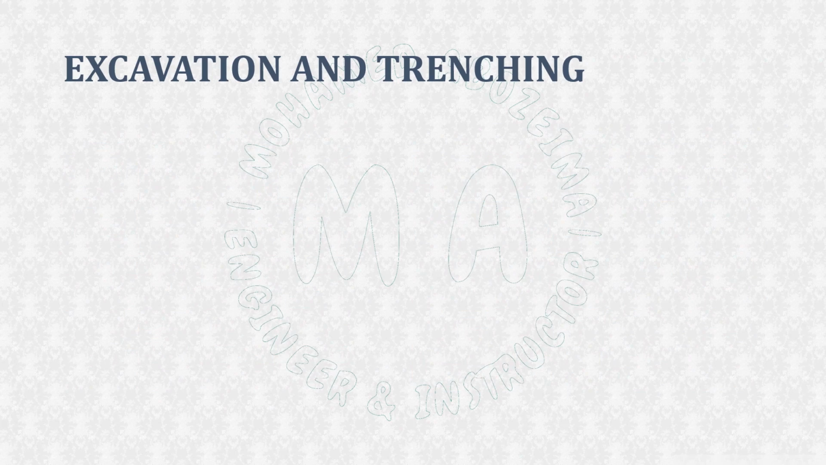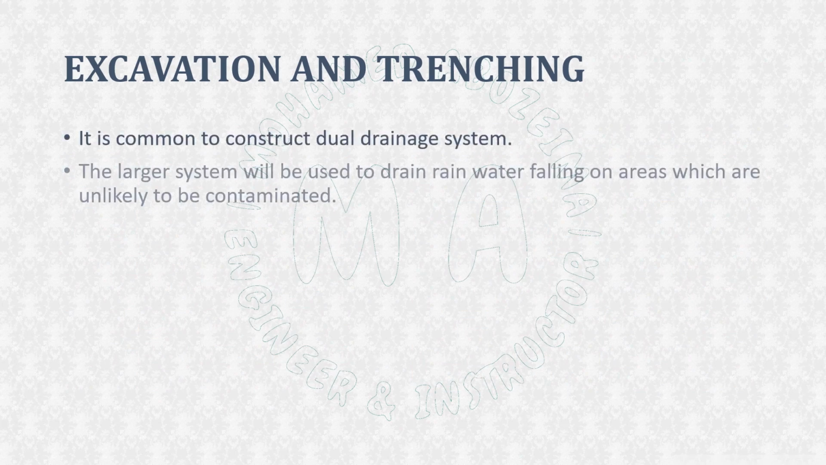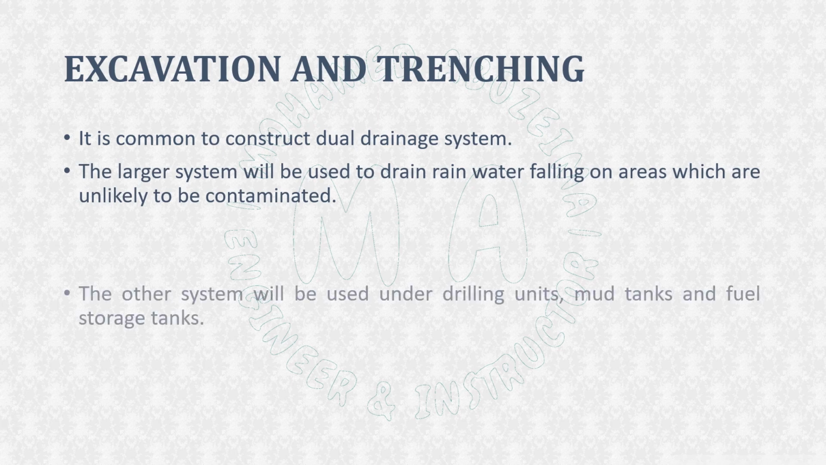It's common to construct a dual drainage system. The larger system will be used to drain rain water falling in areas which are unlikely to be contaminated. This system doesn't require treatment and water can be disposed directly. The other system will be used under drain units, mud tanks, and fuel storage tanks.